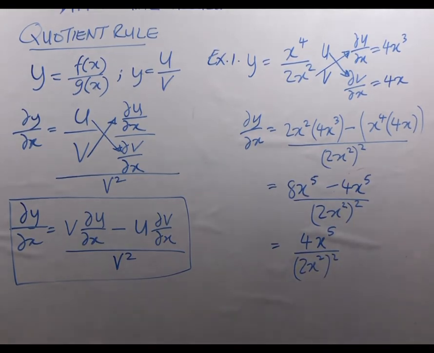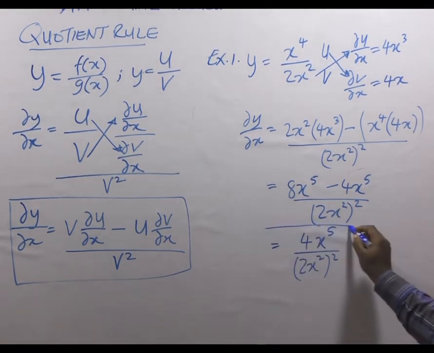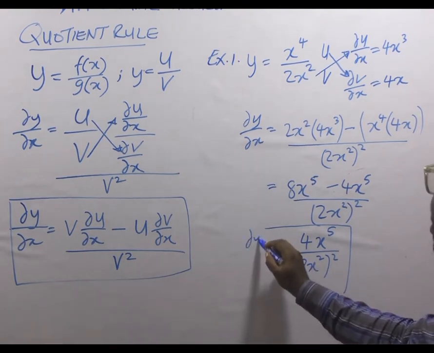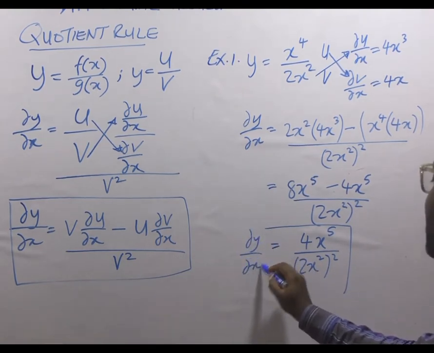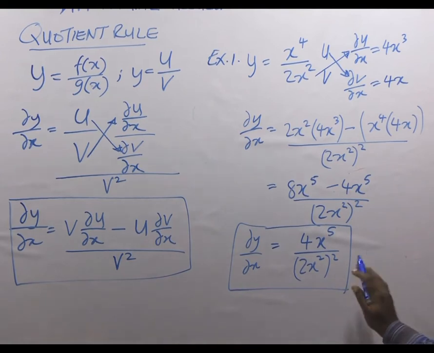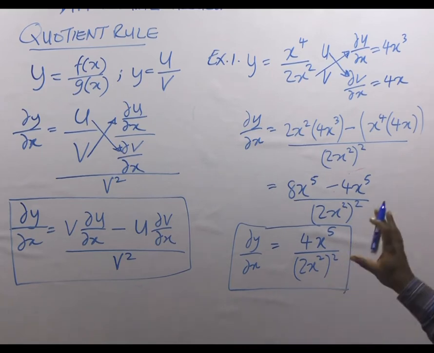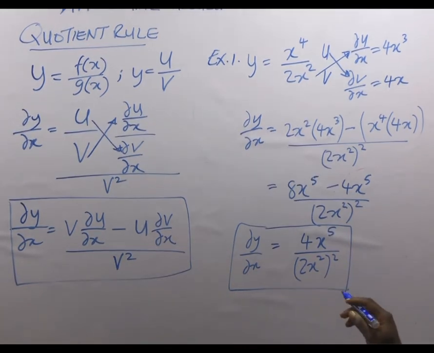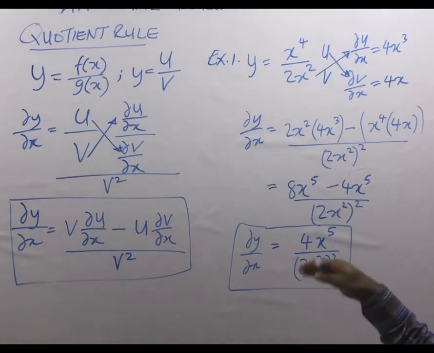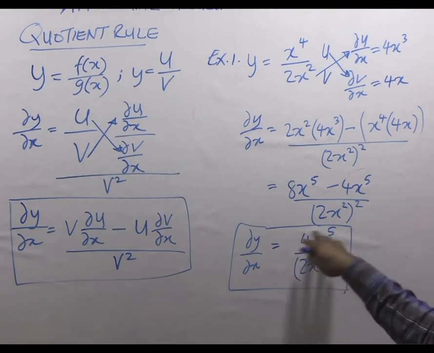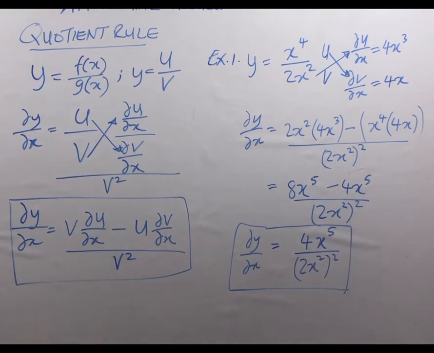Basically we can leave our answer this way. This is going to be dy/dx. We can leave our answer in this form, leaving our denominator in this way. This is acceptable, because when you substitute values into x, you can easily solve this way. This is the first example we have on the quotient rule. Please look at this again.